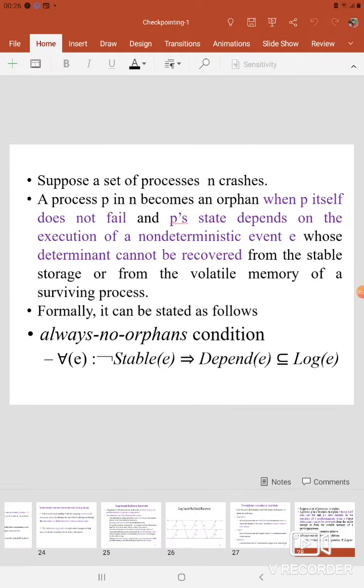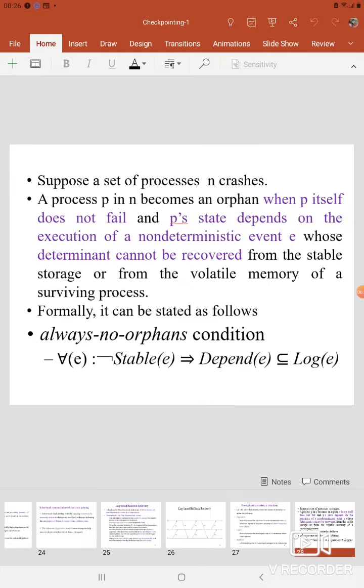So what does the no-orphans consistency condition mean? It is always a no-orphan condition. A process P becomes an orphan when P itself does not fail and the state of P depends on the execution of the non-deterministic event E, but the determinant of E cannot be recovered from the stable storage, or the determinant of E is not available in the volatile memory of a surviving process. If this condition is satisfied, then we say that process P is an orphan.